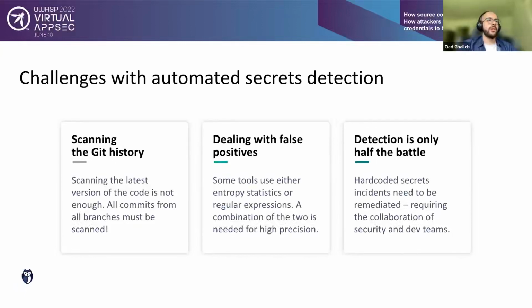Another challenge is dealing with the false positives. Some tools use either entropy statistics or regular expressions. We think that a combination of the two is needed for better precision, better accuracy here. And lastly, one of the main challenges is that detection is only half the job, really. Once you find the hard-coded secrets, they need to be remediated. These are vulnerabilities that cannot be just left there.